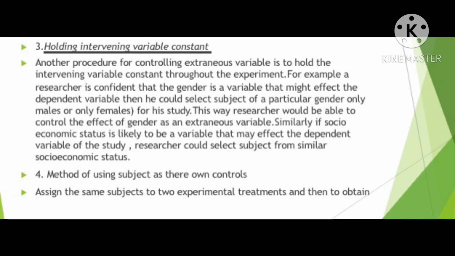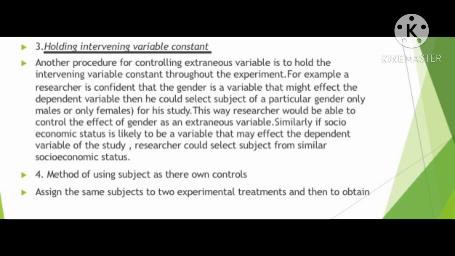The next method is holding the intervening variable constant. Here, throughout the experiment the researcher keeps the extraneous or intervening variable constant. For example, the researcher is confident that gender is a variable that affects the dependent variable. Then he can keep the gender the same. Maybe he can select only males or only females for his study. This way the researcher would be able to control the effect of gender as an extraneous variable.